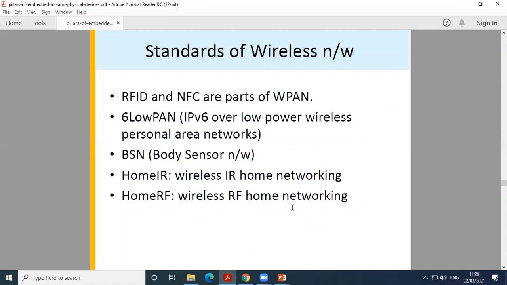These are part of the wireless personal area network. The wireless personal area network has RFID and NFC cards. For the PAN network, there is IPv6 low power wireless personal area network. Another standard is the body sensor network, then home IR networking, and home RF wireless networking. So these are the standards of wireless networks.